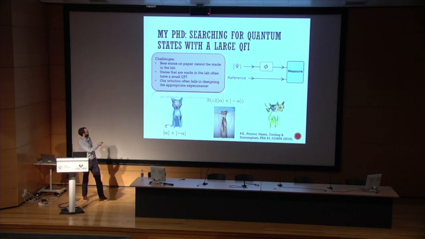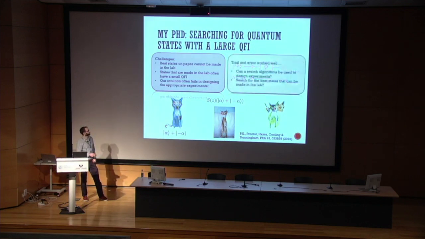And also our intuition often fails in designing the appropriate experiments to make these states, because it's quite difficult to design an experiment to perfectly make one of these different states. Another thing I noticed was that I was using a trial and error sort of process to find these states. So I'd often take a state, manually calculate the quantum Fisher information, and then try and find an experiment to do that. And I do that with lots of different states.